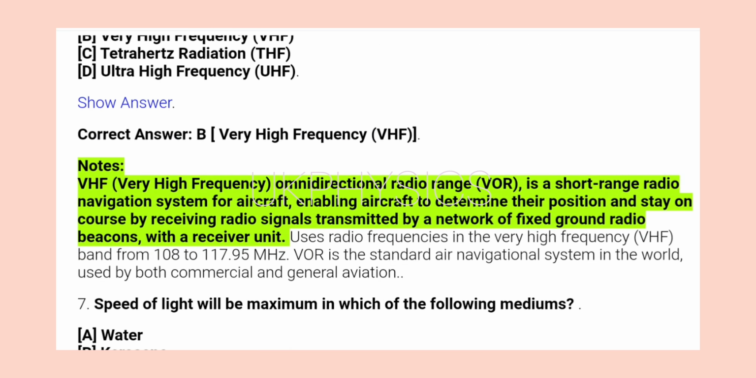Notes: VOR, Very High Frequency Omnidirectional Radio Range, is a short-range radio navigation system for aircraft, enabling aircraft to determine their position and stay on course by receiving radio signals transmitted by a network of fixed ground radio beacons, with a receiver unit.